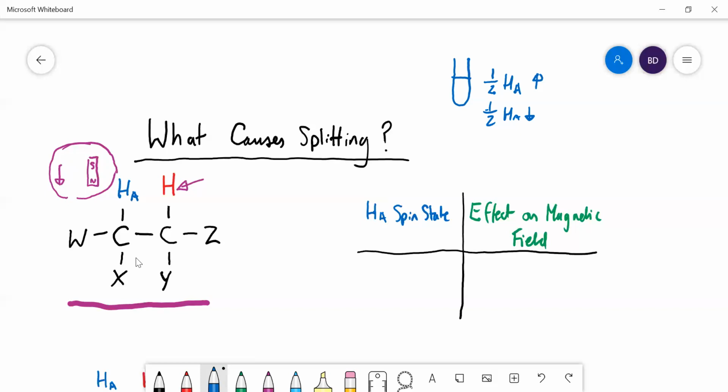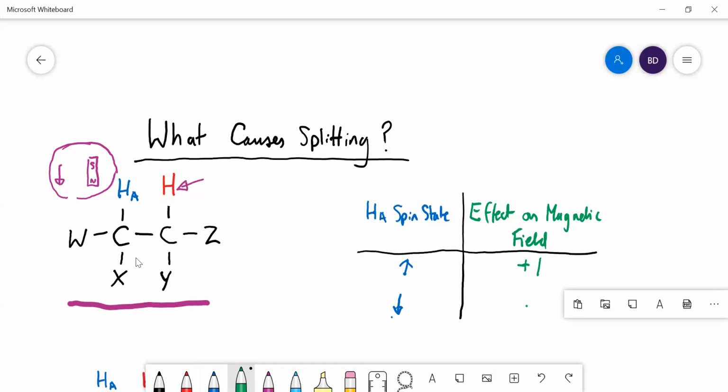Let's fill this in as a chart then. Let's say the two spin states of HA: it can be up or it can be down. What's that going to do to the magnetic field? This one is going to make it a little bit bigger, +1 unit, an arbitrary unit, and this one is going to make it a little bit weaker, -1. So that means you've got 50% of the protons in a different magnetic field than the other 50%. So you're going to get a doublet.